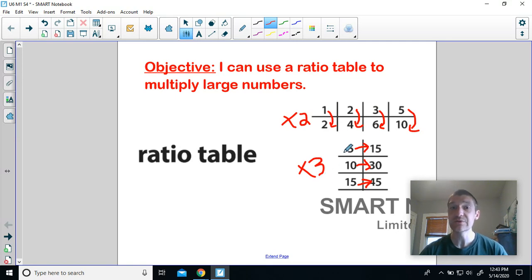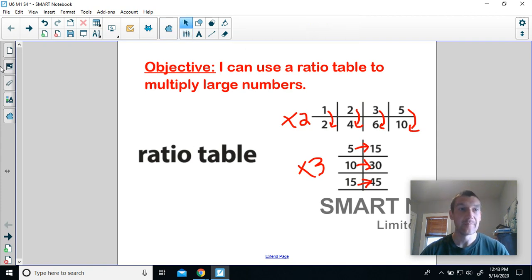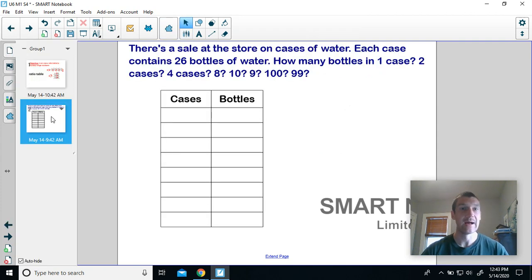So sometimes ratio tables go in order like 1, 2, 3. But sometimes they don't. Like, look at this one. This one goes 1, 2, 3, and then instead of 4, it jumps to 5. Or in this one, this ratio table is counting by 5s on this side. So it shows us that as we're adding 5 here, we're adding 15 here. So you can look at ratio tables in lots of different ways. Now, for our problem today, we're going to be looking at a word problem that could be solved with ratio tables.